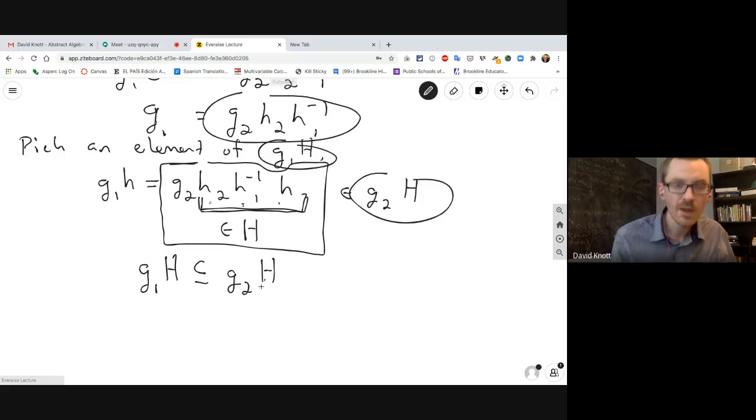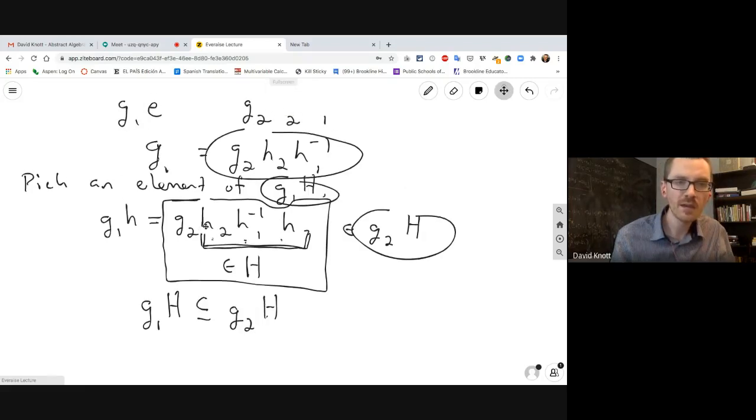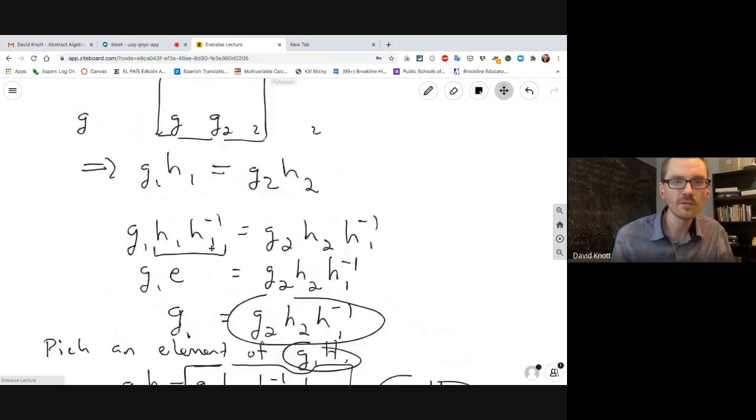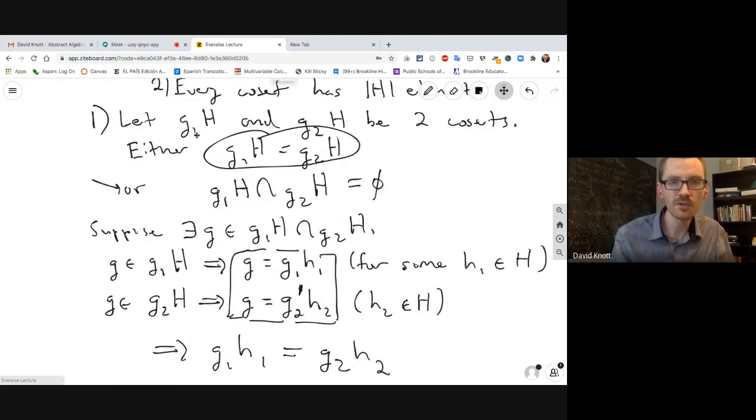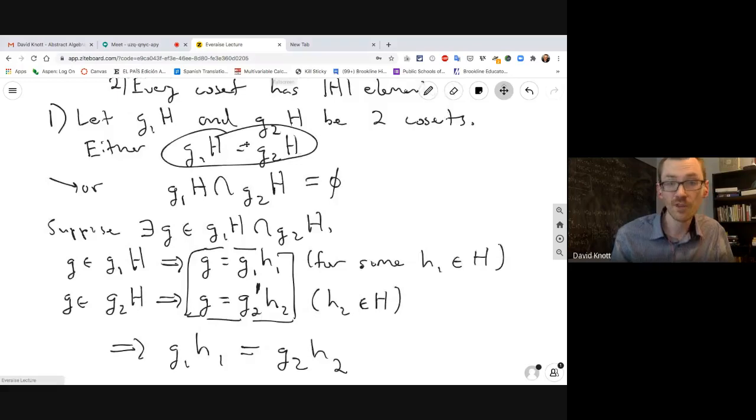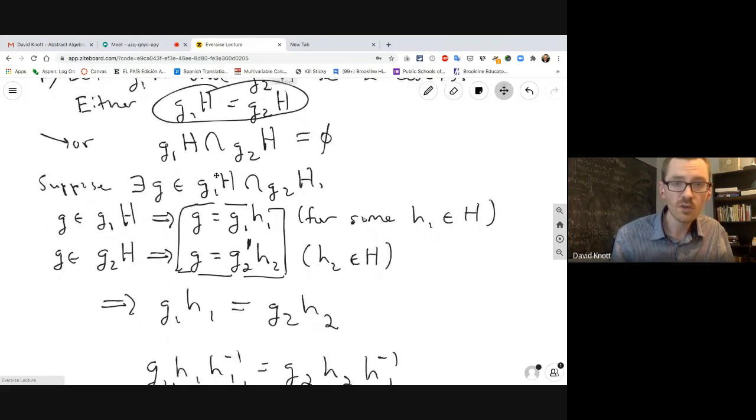Okay? And the thing that I want you to notice now is that I could have made this whole argument that I just made, starting from, I guess it was here. I'm trying to prove that if there's any element inside the overlap of the two cosets, then the two cosets are the same. That's what I'm trying to prove. And what I did was I proved that G1H is actually contained in G2H.